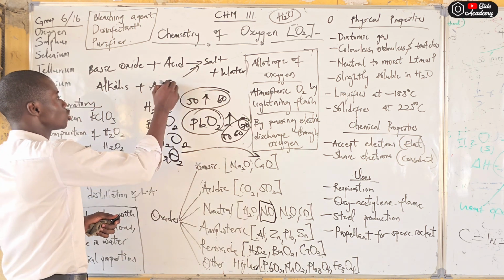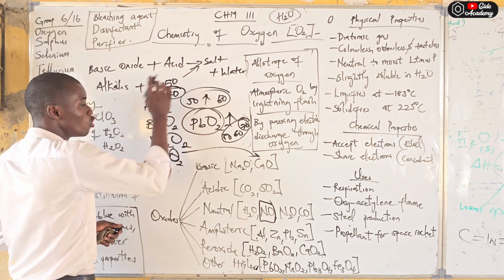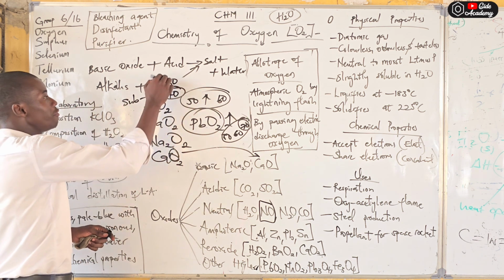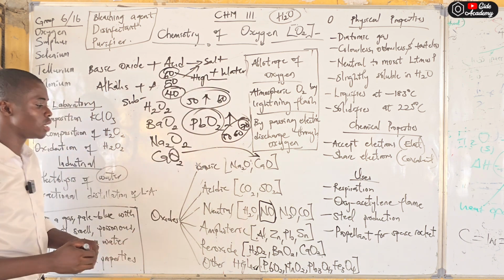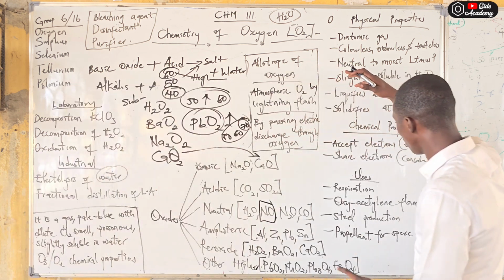Let's assume that the amount that's supposed to be there is 50, but the amount that is there is 40, which is lower than the original amount. It is called a sub-oxide. But if it is now 60, it's called a what? A higher oxide. So please take note of that.